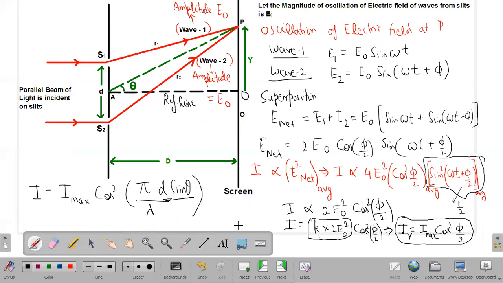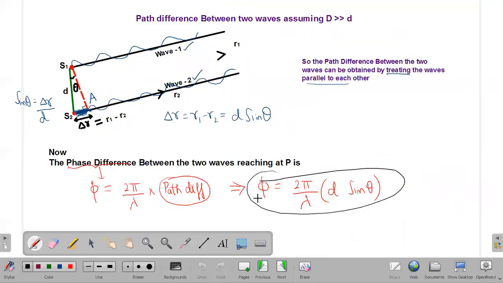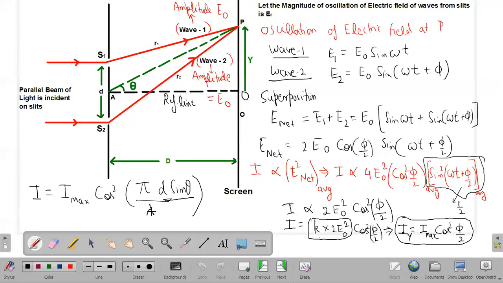Right? You have to replace phi now. You have to replace phi with 2 pi over lambda d sine theta. That means phi by 2, which is our requirement for the next segment, is pi by lambda into d sine theta. So this phi by 2 we have used here, pi by lambda into d sine theta. And then the intensity expression is now in terms of this angular position theta.